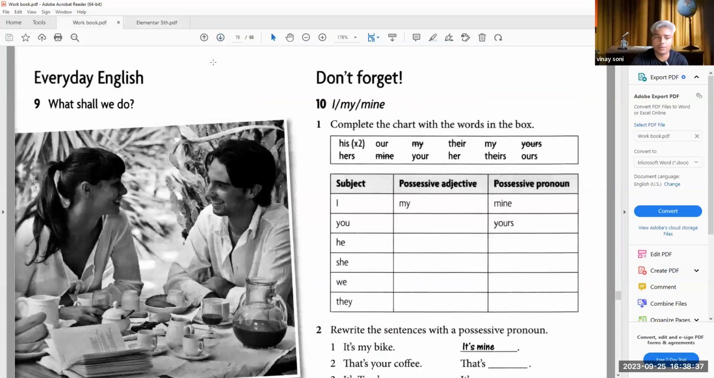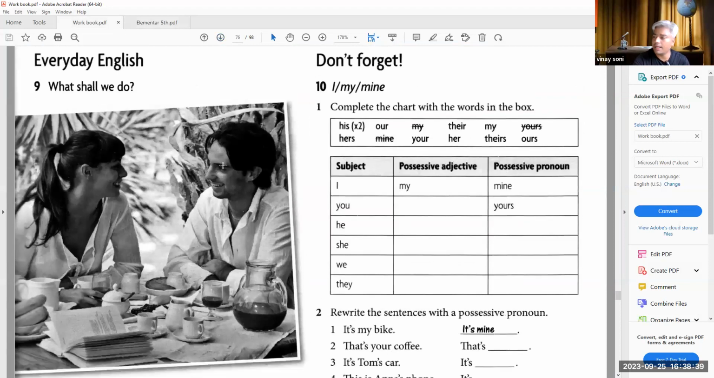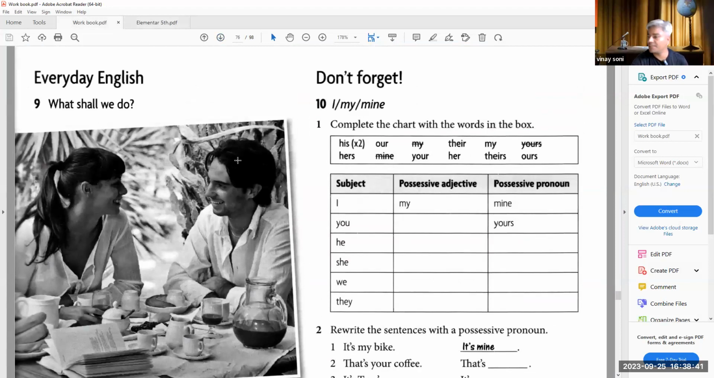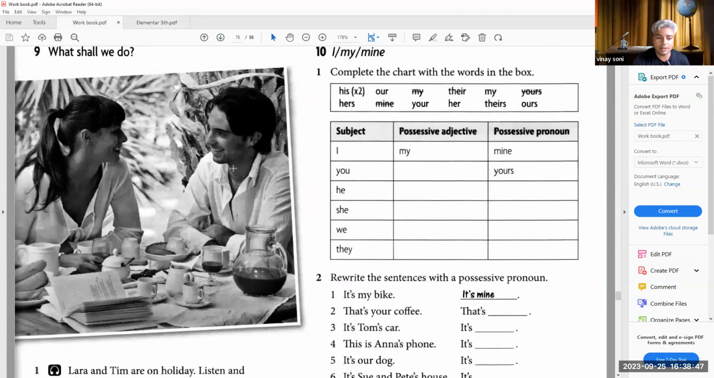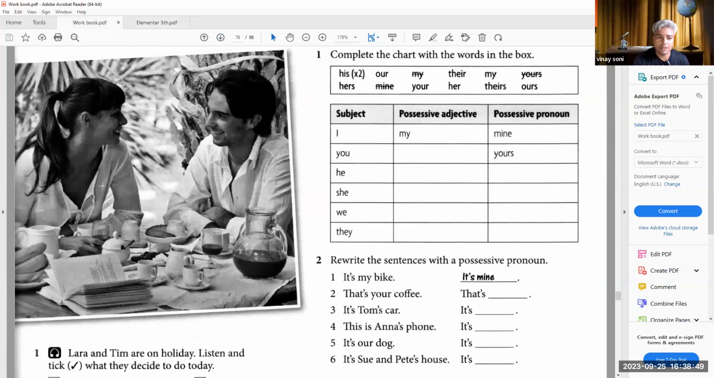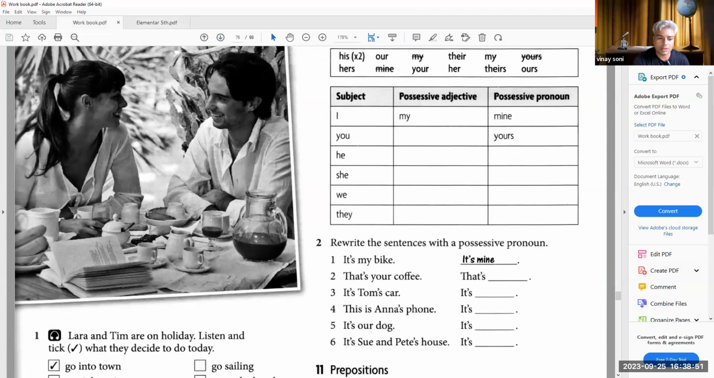Everyday English, what shall we do? Kya kare? What shall we do? Look at the picture. There is a couple in the picture. Looks like they're having a nice, lovely holiday near somewhere hot, because they're both wearing something light, white shirt, white top.